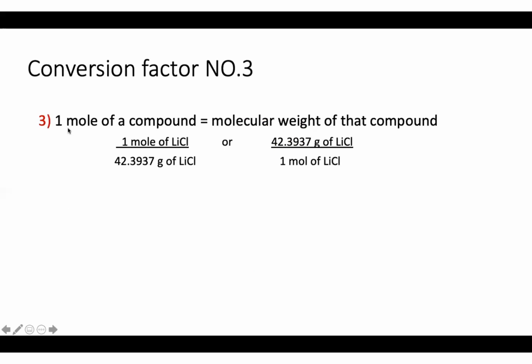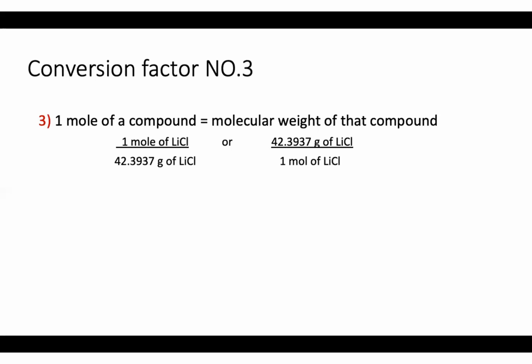Conversion factors 3 and 4 are about compounds. So 1 mole of a compound equals the molecular weight of that compound. As I said, this is specifically for compounds, and compounds, as we know, are 2 or more elements. How do we find the molecular weight of a compound? We add up the atomic masses of the elements in the compound. For example, here I chose LiCl. Why did I choose LiCl? Again, because I like it.